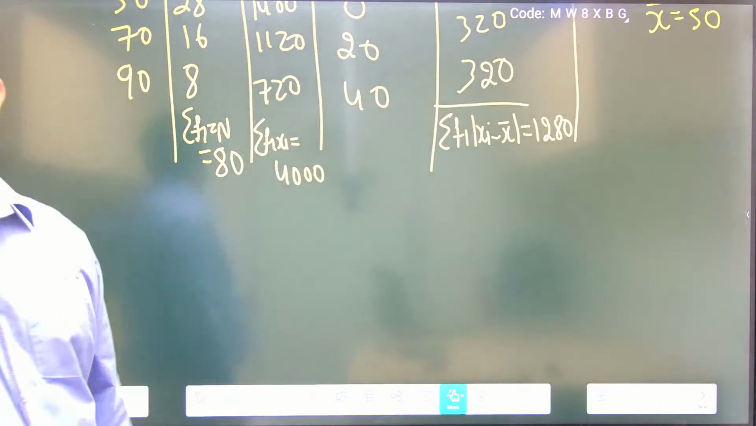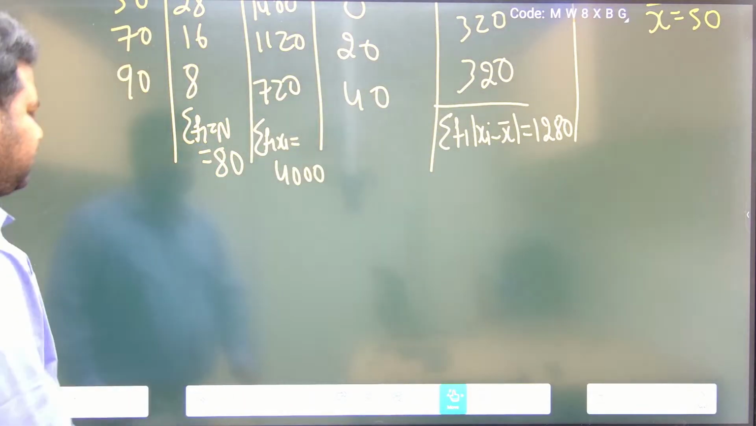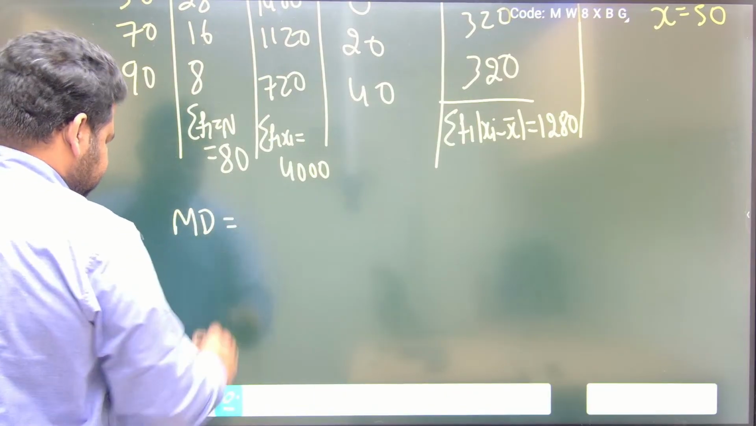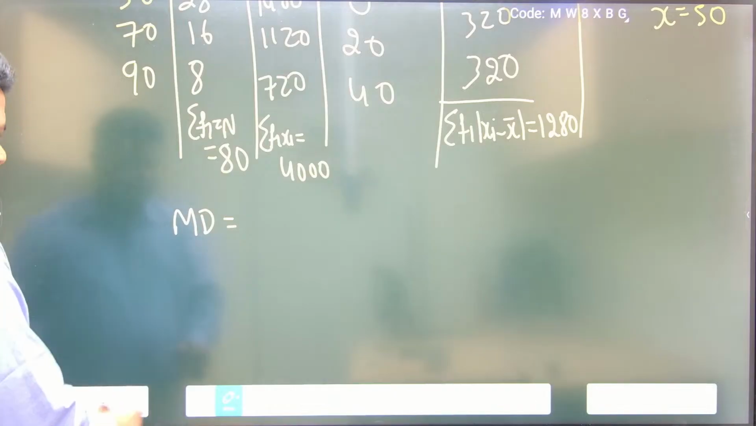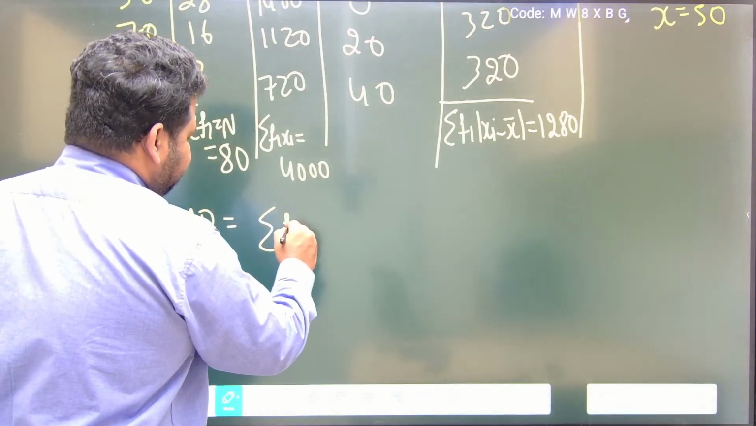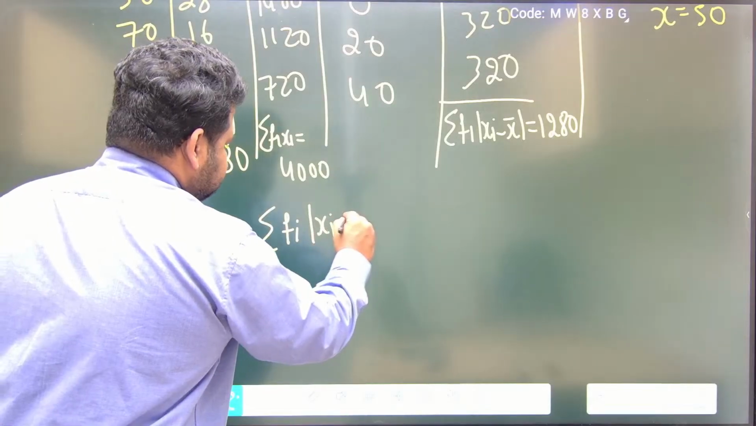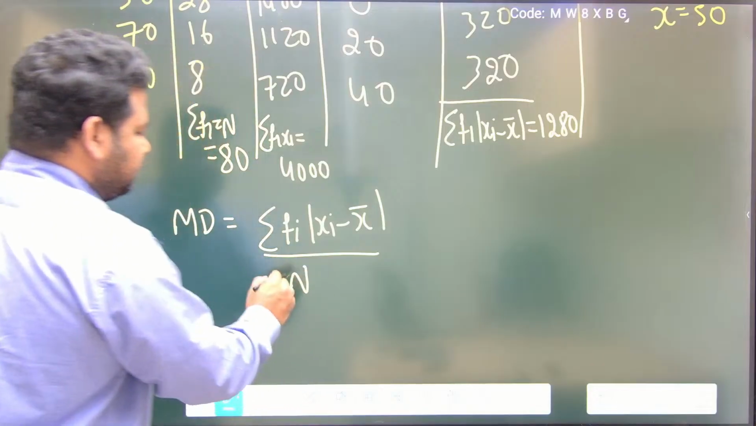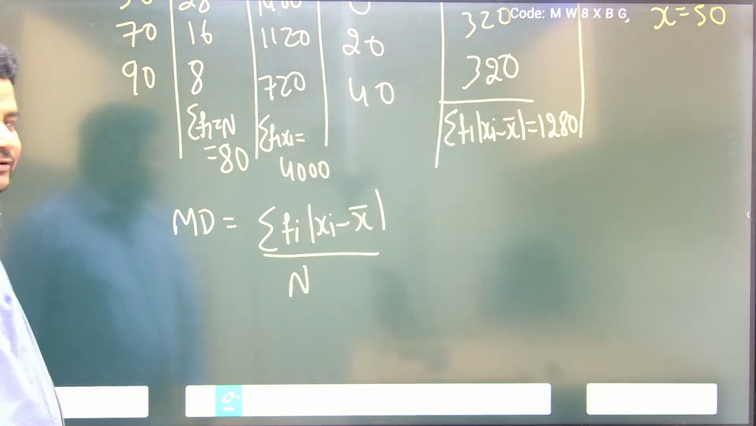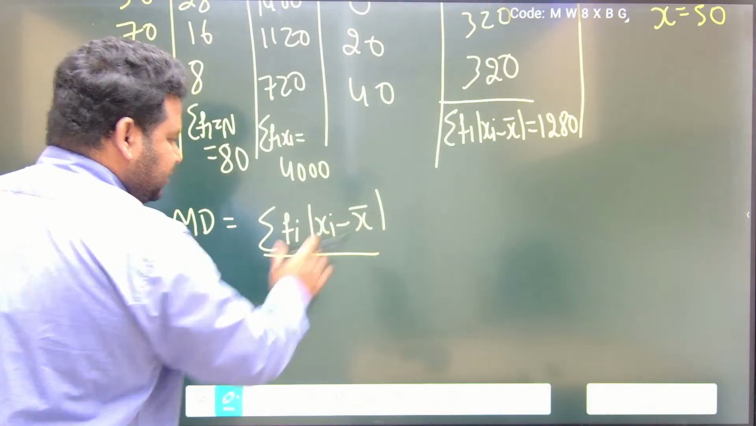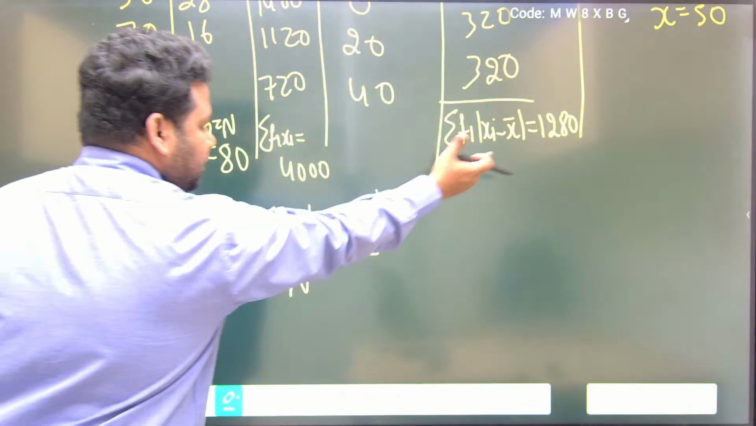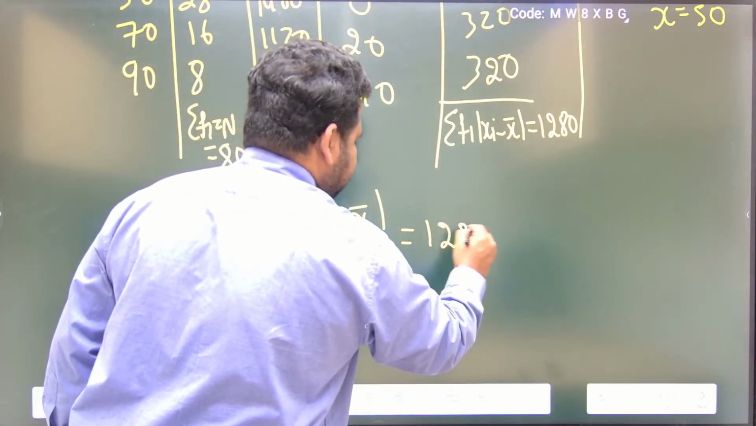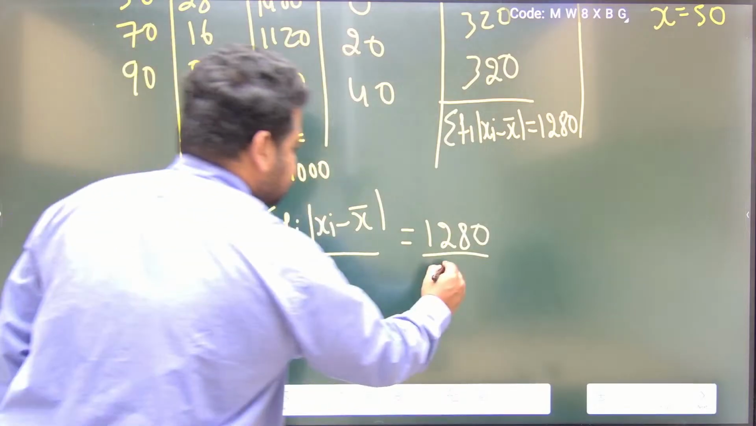To find the mean deviation, what is the formula that we have? Mean deviation is equal to, I told you already, summation of Fi into the modulus of xi minus x bar, because we have to take the absolute value, divided by n. N is nothing but summation of Fi. Summation of Fi into xi minus x bar we already got, 1280, divided by n, and the value of n is 80.